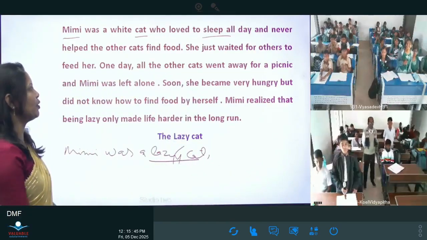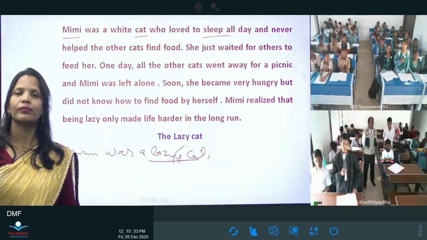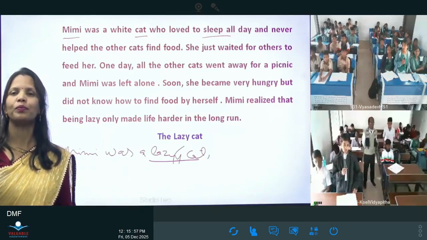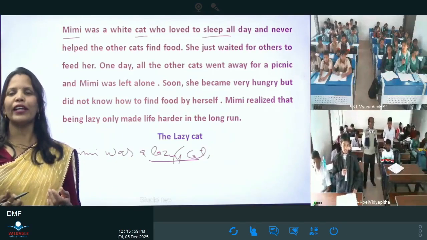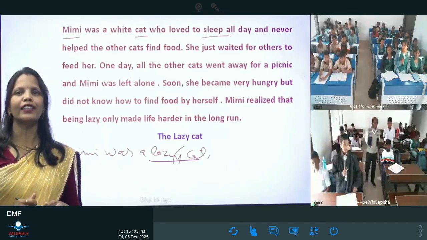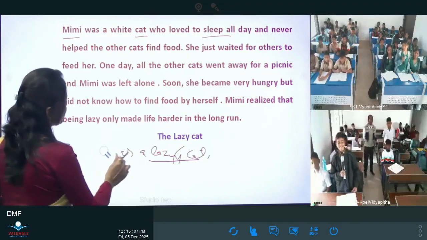What else can we write? What else can we write? When other cats went to the picnic, Mimi was left alone. Left alone. Very good. And yes, very nice. Good attempt.